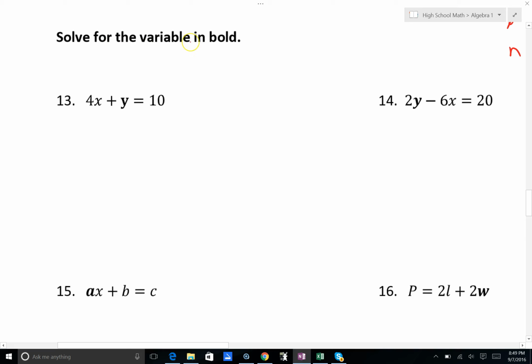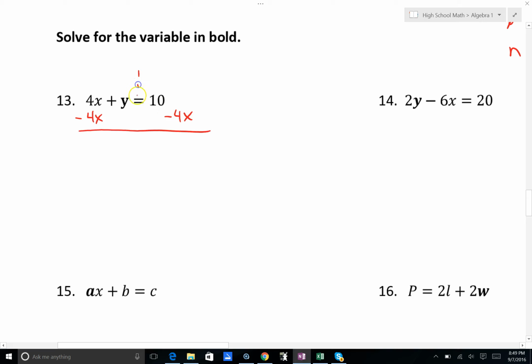Solve for the variable in bold. So here we see we have two variables, x and y. My variable y is in bold. I want to solve for this variable y. That means get this y by itself. Well, I noticed that we have a 4x on the same side as that y. We want to undo my 4x, get rid of it. It's a plus 4x, subtract 4x. What we do to one side, we do to the other.